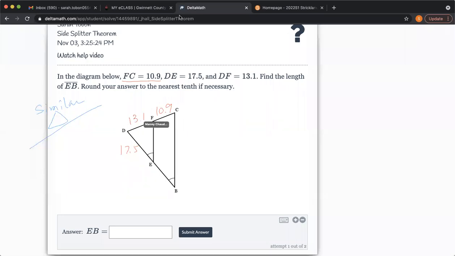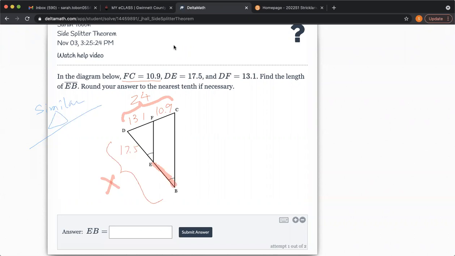Okay. So we're missing this whole thing. They're asking here, what's EP? They want us to figure out this. That's what we're going to figure out later on. So let's call this whole thing X. We can add these up, and this whole thing is 24.